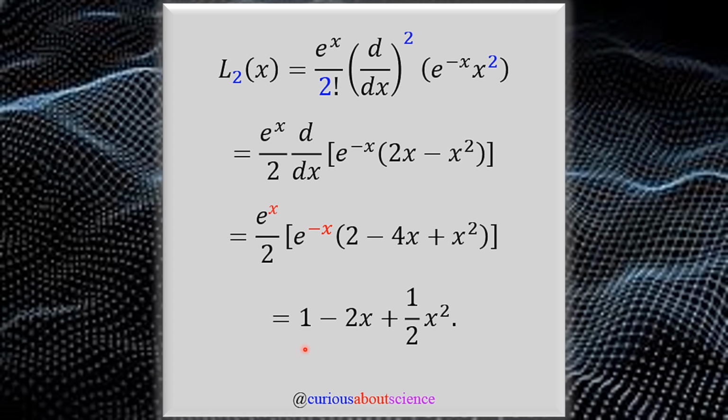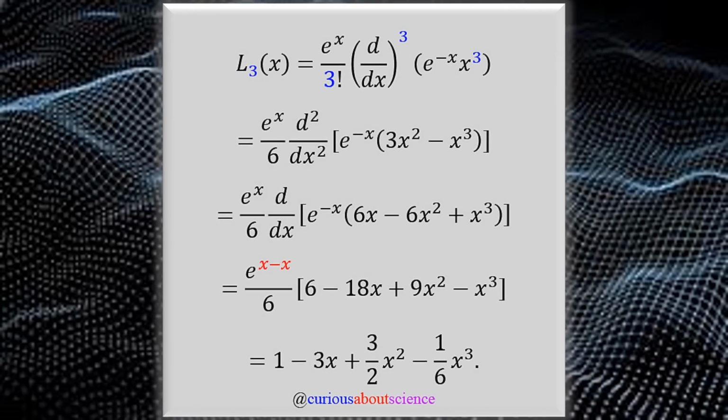And we have the coefficients of 1, -2, and 1/2. So this will look interesting when we graph it. Let's finalize this first part and get L3. With that then, what we have is 3 factorial in the bottom, 3 derivatives to take. Oh, and we have a cubic x here.